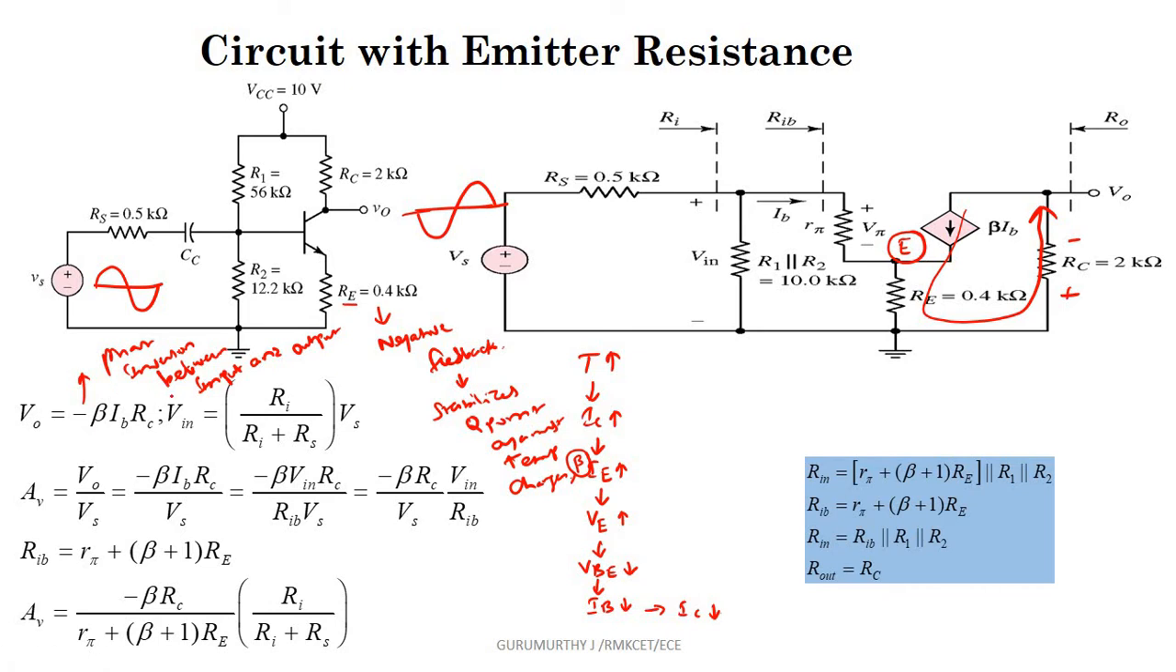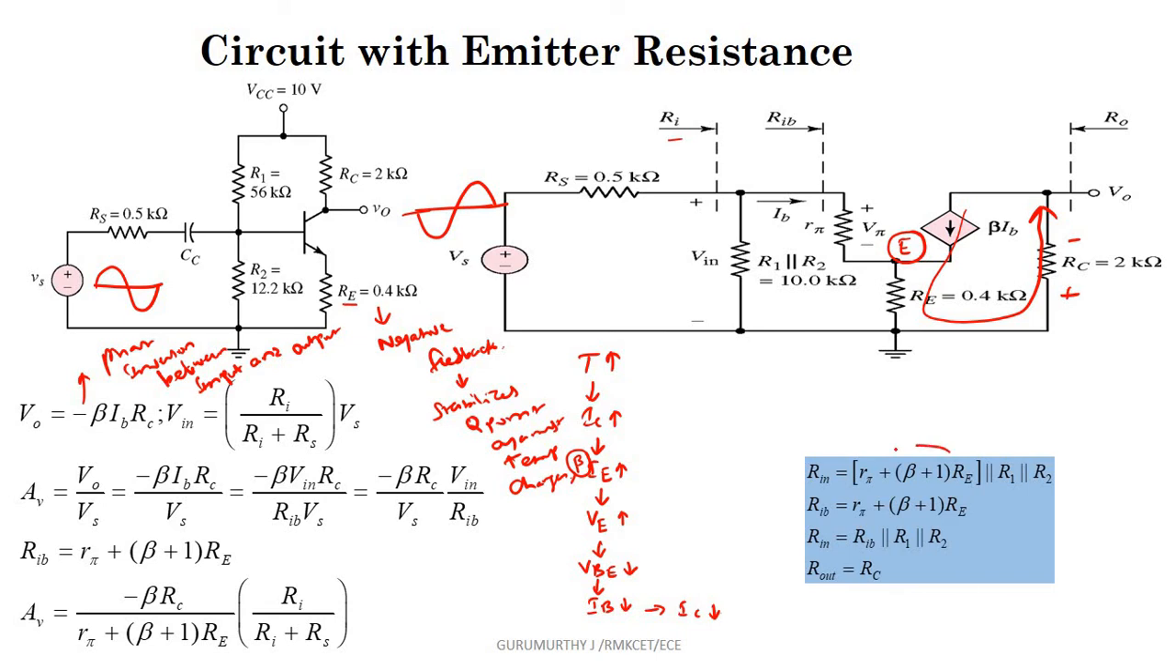That is the meaning of this minus. And as usual, we will find all these things. Vin is nothing but Ri. So this is Ri. So Ri is what? Ri is this R1 parallel R2 in parallel with this R pi plus (1 plus beta) into Re.